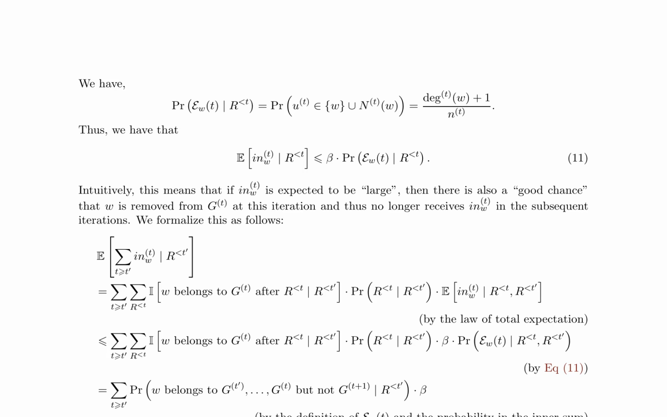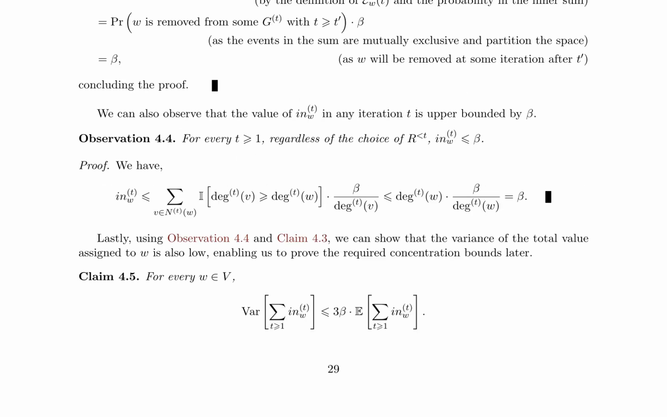An intuitive explanation for this bound is provided, stating that if in t w is large, it is likely to be removed from g t after some iteration, thus reducing its value. This intuition is formalized through the use of the law of total expectation and the definition of EU t, leading to the conclusion that the expectation of in t w given certain conditions is bounded by beta. Furthermore, the value of in t w in any iteration t is upper bounded by beta, as it cannot exceed the sum of beta over all neighbors of w with a degree greater than or equal to w's degree.